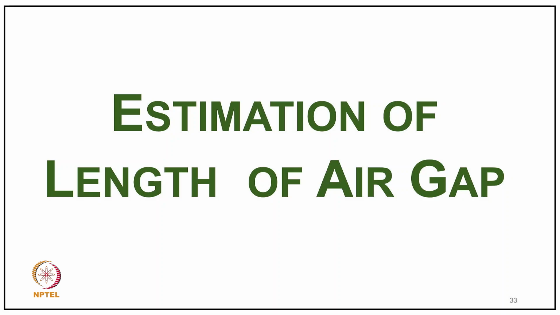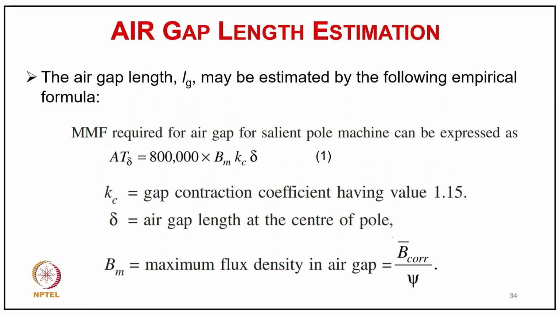Now coming to the estimation of length of air gap in a DC machine. The air gap length delta may be estimated by the following empirical relation. The MMF required for the air gap in a cylindrical machine can be expressed as ATg equal to 800,000 Bm Kc delta, where Kc is the gap contraction coefficient having a value of about 1.15, delta is the air gap length at the center of pole, and Bm is the maximum flux density in the air gap.